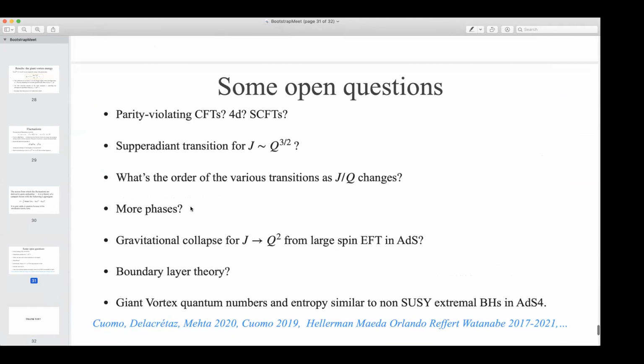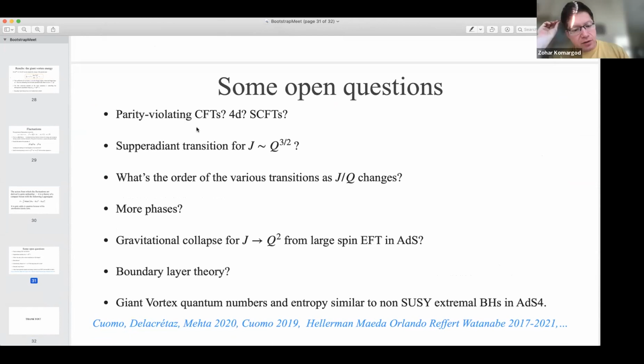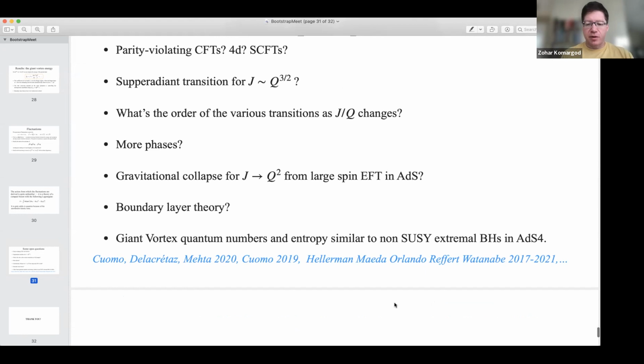Okay, I got you up to gravitational collapse. Then the last thing I said is that working out the boundary layer theory would be useful both for the experiment in trapped ions and also for the CFT applications, because the boundary layer has contributions to the ground state energy and to the dispersion relations, small corrections to the dispersion relations I mentioned. And the last thing was that people have noted that some of the things we find for the giant vortex are very similar to non-SUSY extremal black holes. So that is another direction I mentioned would be nice to explore. And probably at that point I froze or something.